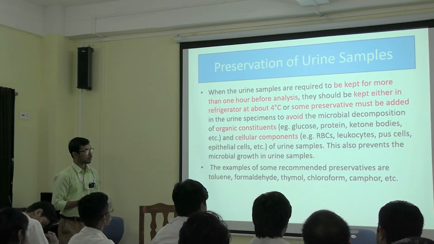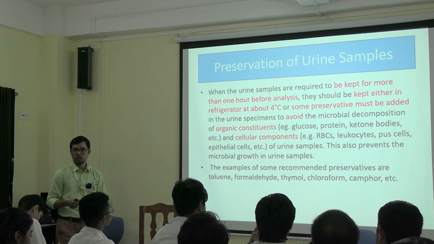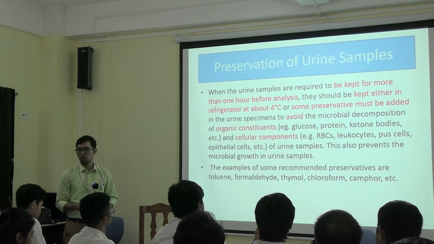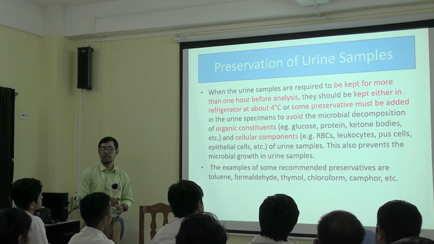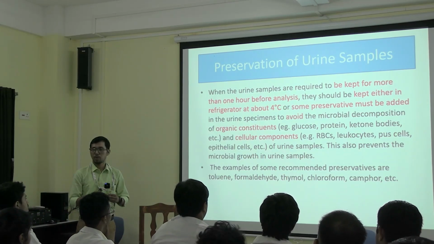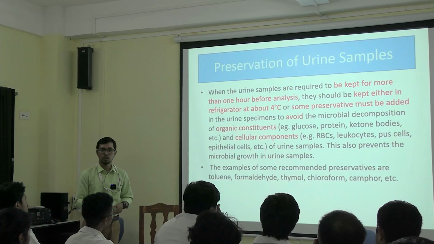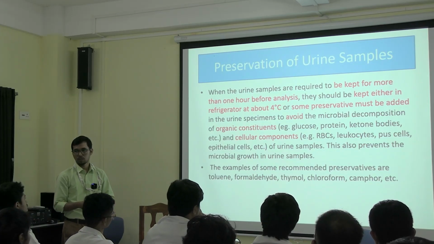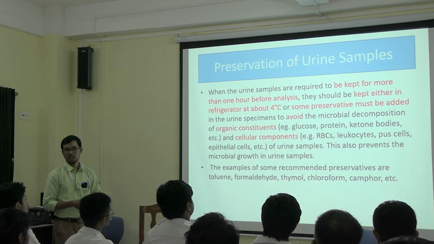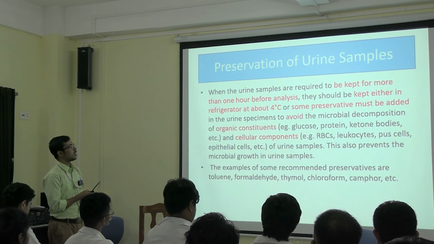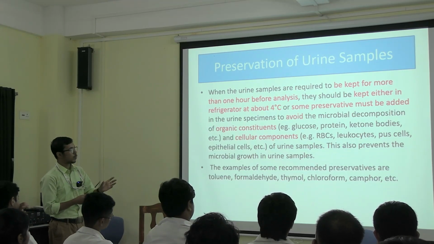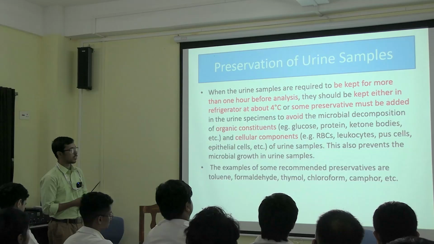organic constituents. If there are some organic compounds passed in the urine, like glucose in diabetes, and you don't add extra preservatives, then normal commensal microorganisms will act on it and metabolize this glucose. So on testing, you will get a reduced amount of glucose. Glucose, protein and ketone bodies are organic compounds that will be metabolized by microorganisms.